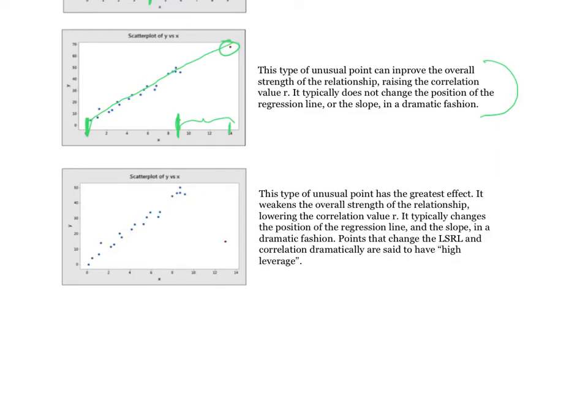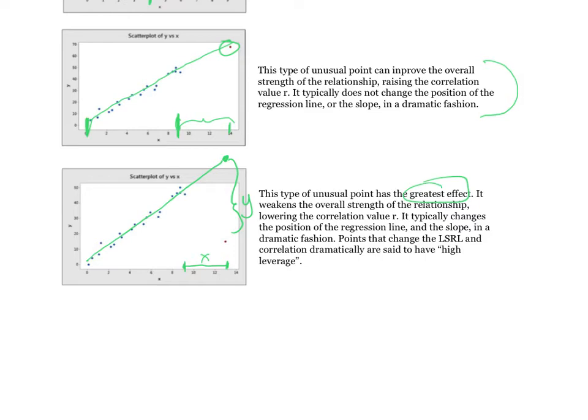The third type of unusual point has the greatest effect because it's an outlier in the x direction, and if you followed this pattern, that dot should be way up here, but it's not. So it's also an outlier in the y direction. These are the type of outliers that have the greatest effect. It weakens the overall strength of the relationship, lowering the correlation value r, and it can typically change the position of the regression line and the slope in a dramatic fashion.